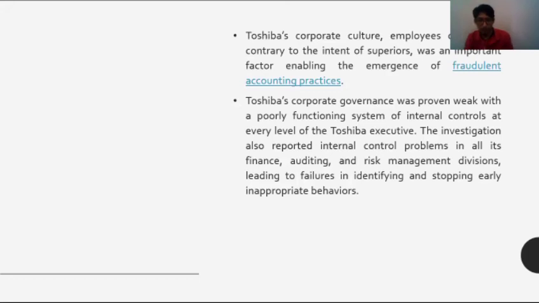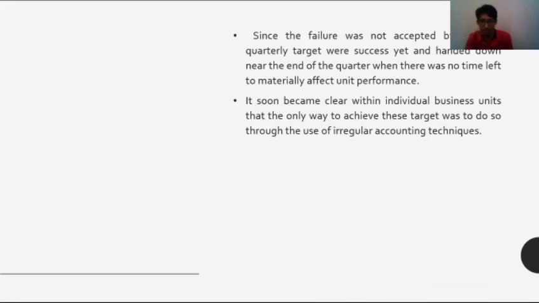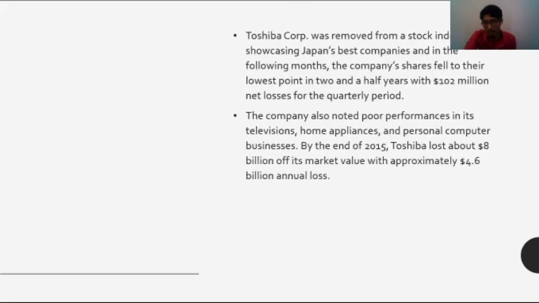Toshiba's corporate governance was proven weak, with a poorly functioning system of internal control at every level of the Toshiba executive. The investigation also reported internal control problems in all its finance, auditing, and risk management divisions, leading to failure in identifying and stopping inappropriate behaviors early. Since failure was not accepted by Toshiba, quarterly targets were handed down near the end of the quarter when there was no time left to materially affect performance. It soon became clear within individual business units that the only way to achieve this target was through the use of irregular accounting techniques.